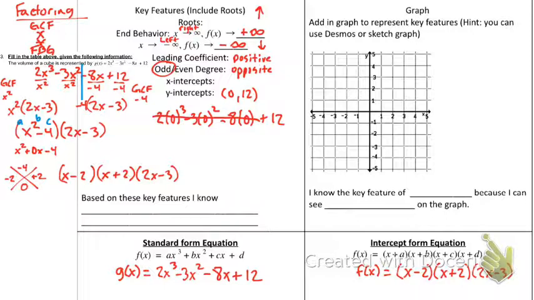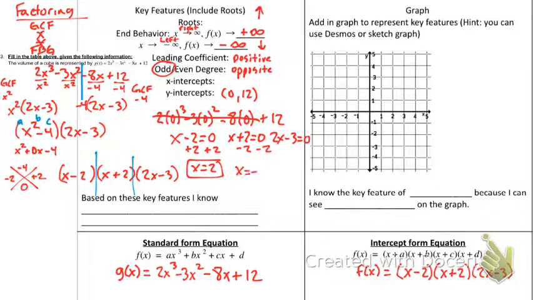So we're done there. All we need now is to solve for x. And if you remember, to solve for x once you have intercept form, we split and set each factor equal to 0. So x minus 2 equals 0, x plus 2 equals 0, and 2x minus 3 equals 0. Add 2 here, that's x equals 2. That's one x-intercept. Subtract 2, x equals negative 2. That's the second one.